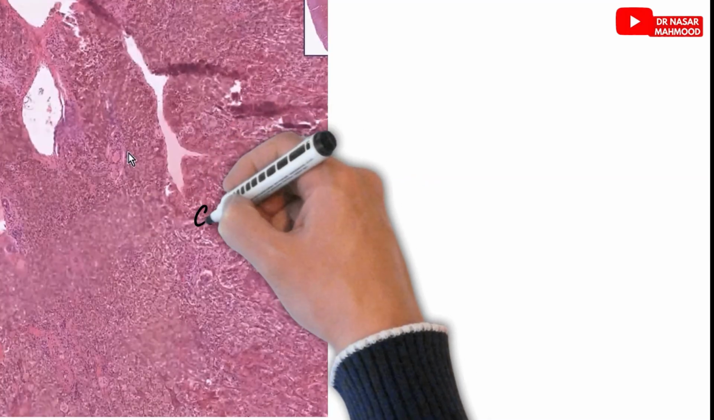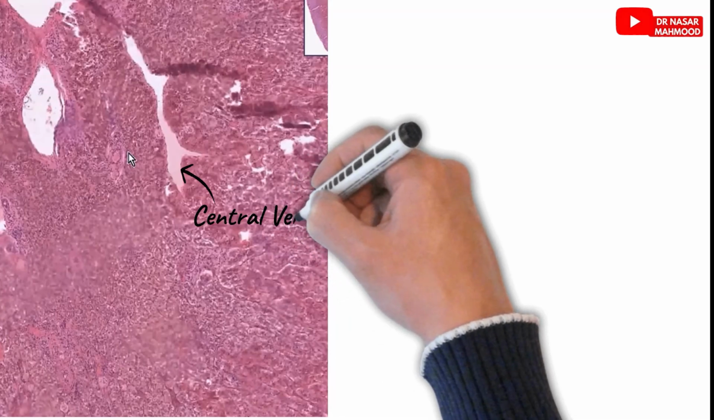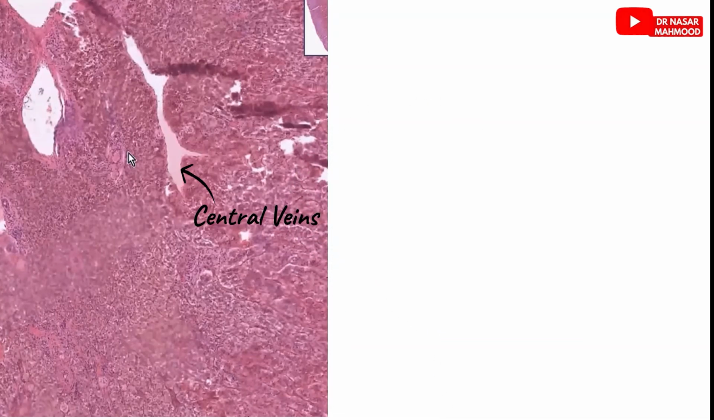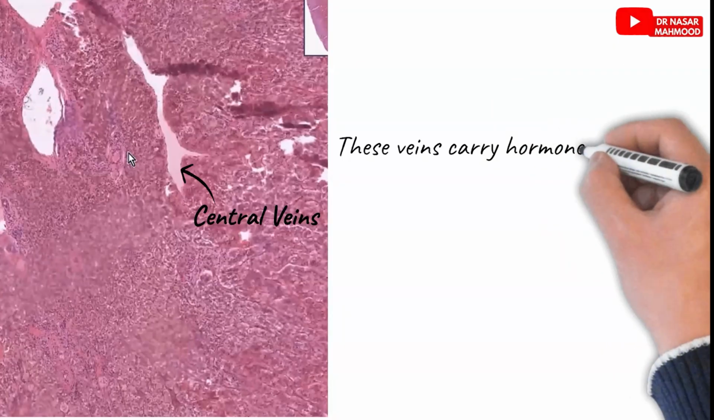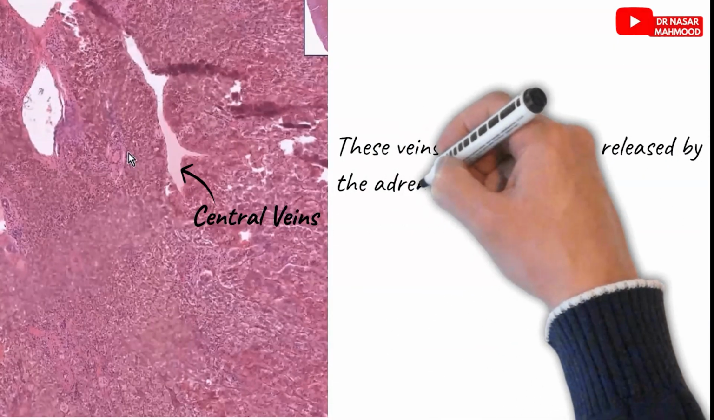The adrenal medulla is extremely vascular. Large veins, often called central veins, are commonly seen within the medulla. These veins carry hormones released by adrenal cells into the bloodstream.